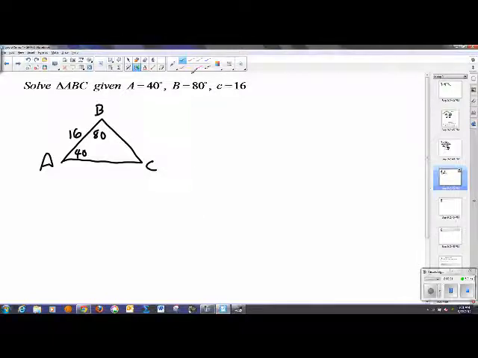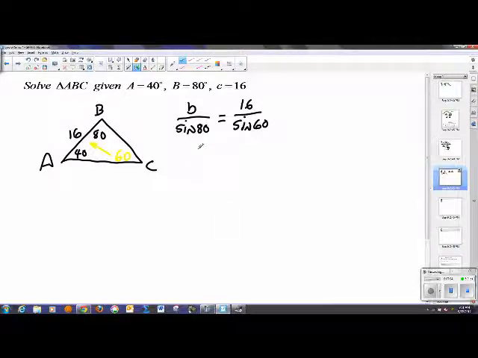However, since this is a triangle, we know that the angles add up to 180 degrees. We can say I have 120 degrees already used, so this angle C has got to be 60. And now notice, I have an angle and its opposite side, and now I have two other angles and I can find their opposite sides. So I'm going to go ahead and do that. I will first solve for side b. So I know b over the sine of 80 degrees is equal to 16 over the sine of 60 degrees.